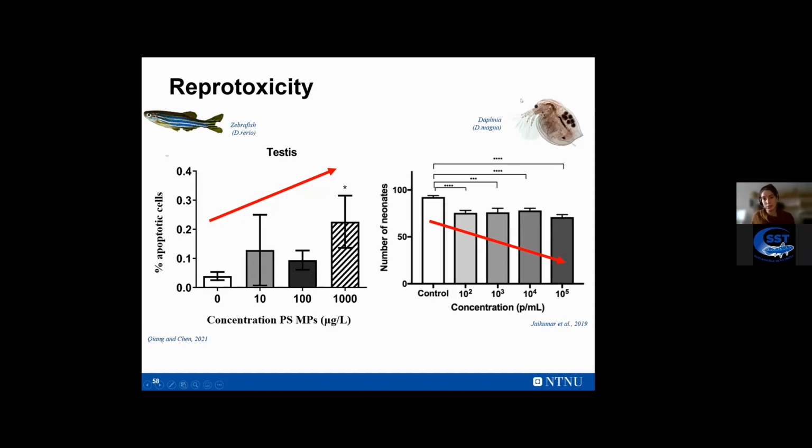And using the Daphnia magna, the small crustacean that I told you about before, they were counting neonates, the newborns of the Daphnia magna, while exposing them to different concentrations of polystyrene microplastic. They saw a really high decrease in the number of neonates as the concentration of polystyrene increased. So this shows that microplastic in the environment really does impact the reproduction of the organism.